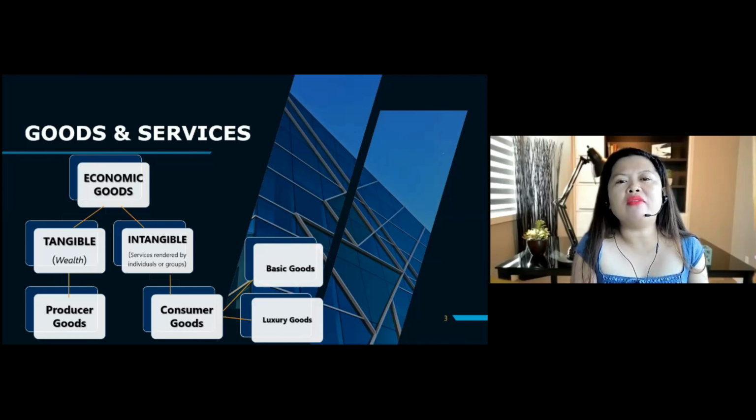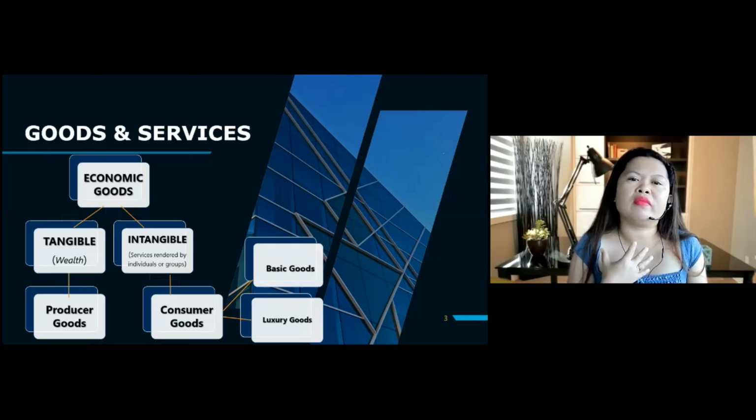So examples of luxury goods are those items which are bought merely for their name, for their prestige. For example, you buy a Prada or Chanel or Hermes bag for 200,000. Necklaces, earrings which are very, very expensive. These are luxury goods. Okay?